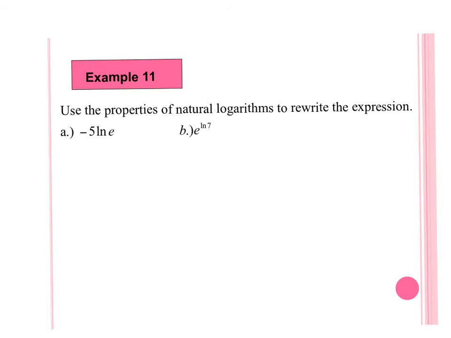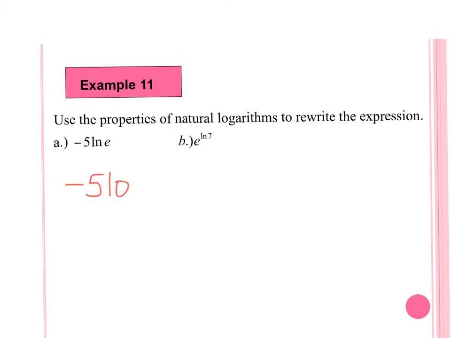Okay, example 11 says use the property of natural logs to rewrite the expression. So think about what's happening here. Negative 5 ln of e. If I rewrote that as log base e of e, because really that's what that is, right? Ln is the same thing as log base e. What happened when I rewrote it? The e's cancel. Good. So that is the same, right? Log base e of e is 1. You with me? So this would be negative 5 times 1, which is negative 5.